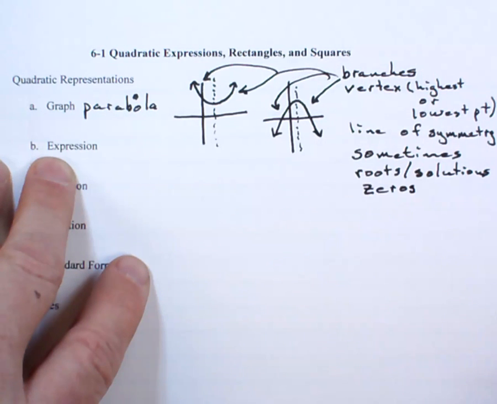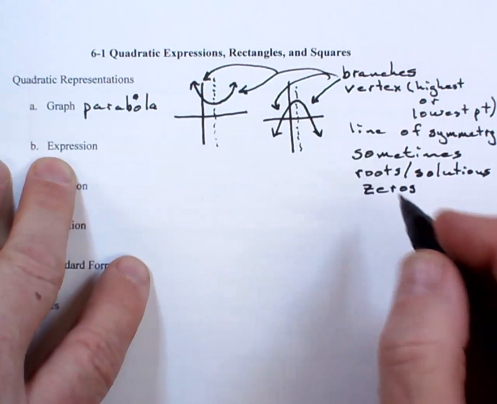Is this still under parabola? This is still under parabola. If it goes sideways, it's not a function, is it? Okay, so ours will always look like this. When we get to calculus, we get to talk about them when they're sideways, because we talk about everything in calculus.